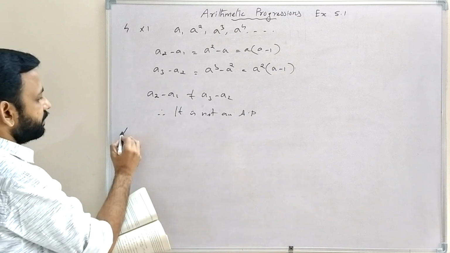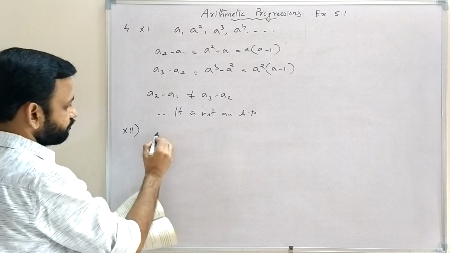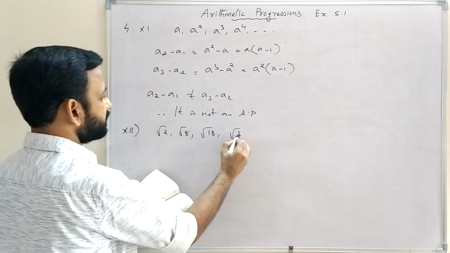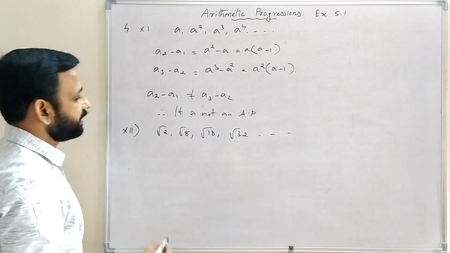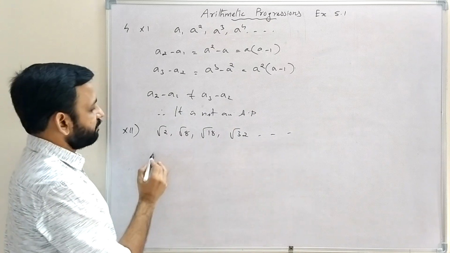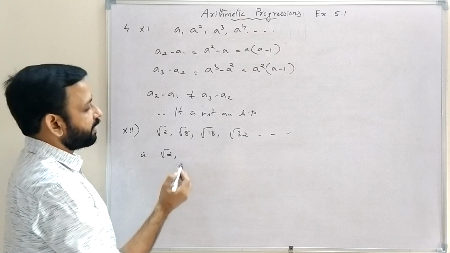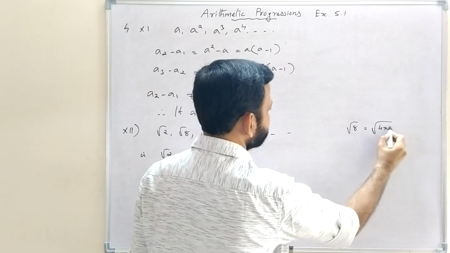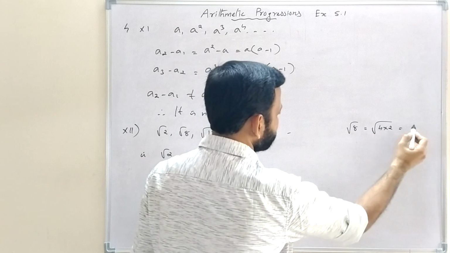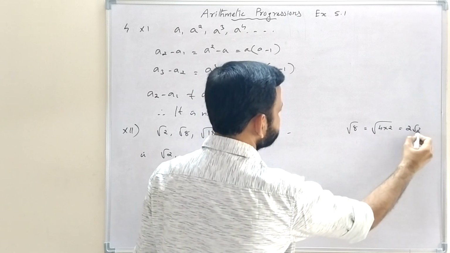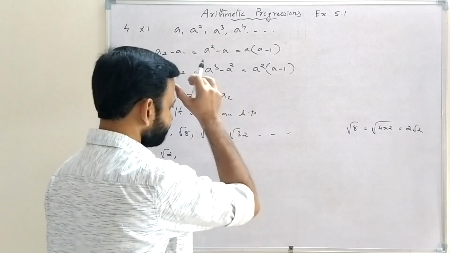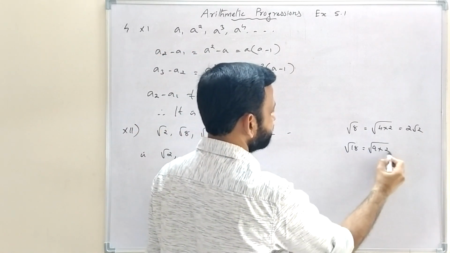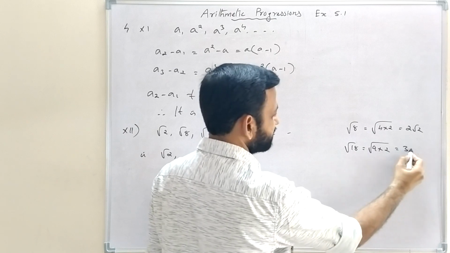Then we will do the 12th part: root 2, root 8, root 18, root 32, etc. It can be written in another form. Root 2, then square root of 8, that is square root of 4 into 2, that is square root of 4 into square root of 2, that is 2 root 2. And similarly, root 18 we can write as square root of 9 into 2, that is square root of 9 into root 2, that is 3 root 2.